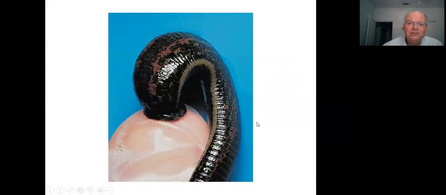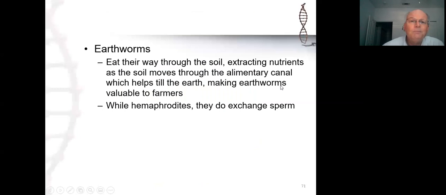So here you can see a leech attempting to attach to this thumb, but the individual is wearing a plastic glove to prevent that. The leech is nonetheless still trying to do so. And you can see how segmented the body is, a classic annelid segmented body.